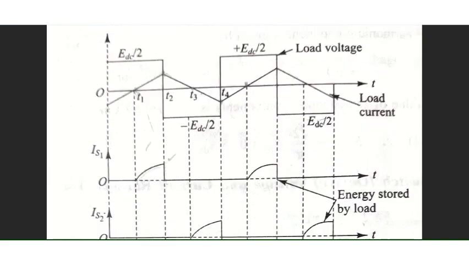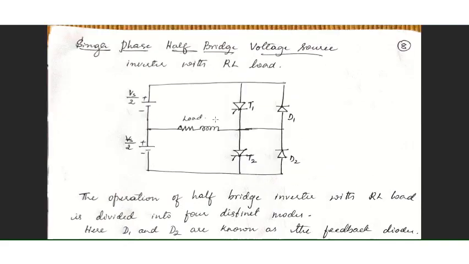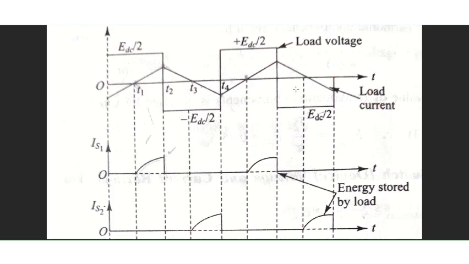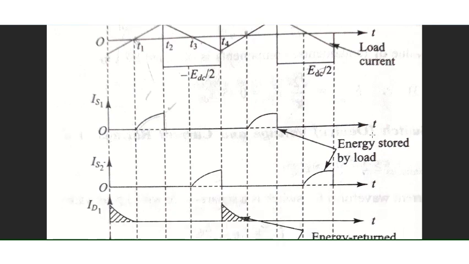And whenever thyristors T1 and T2 are forward biased, the energy will be stored by the inductor, right? Because of the inductive load, as you can observe from the waveform here, the current will be in this fashion. It will be gradually increasing and decreasing. So the waveform of the load current is triangular in nature, and the load voltage will be a square wave, as you can note here. I hope it is clear.